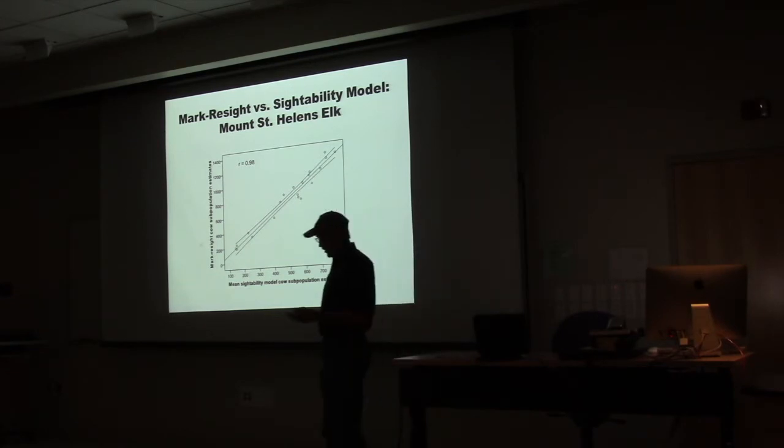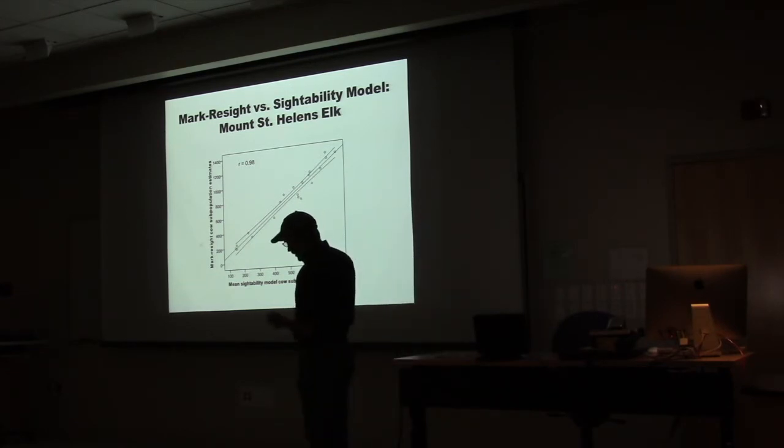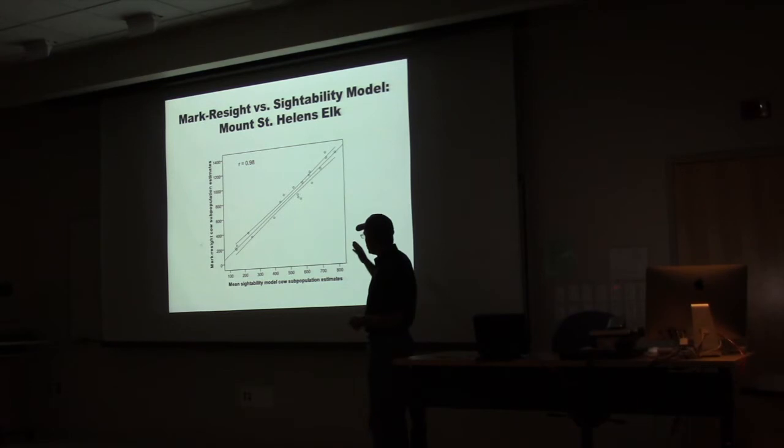But one of the things that was encouraging was that when we took a bunch of those survey estimates from the same surveys and compared them from the 2 approaches, we found that they had a really, really high correlation. What that suggests to us is that although Sightability modeling was not giving us unbiased estimates of true abundance, it was apparently tracking trend quite well. We were getting the same trend indication from those underestimates as we were getting from the better estimates of Mark-resight.